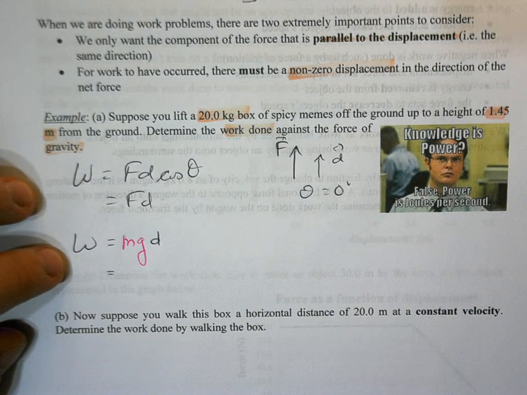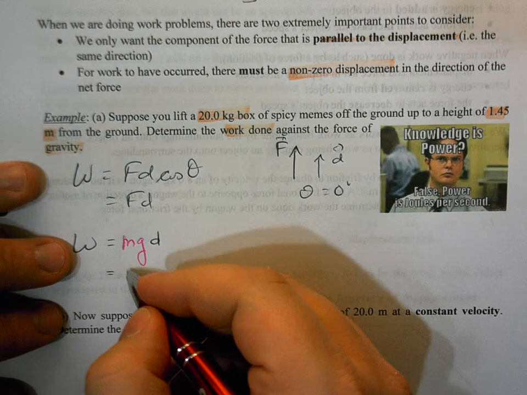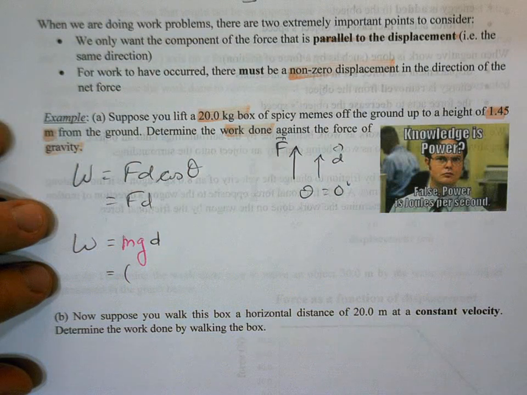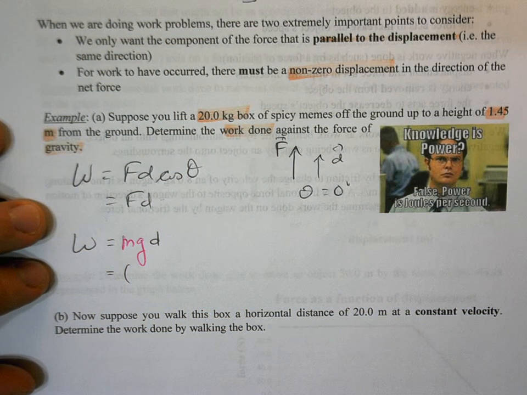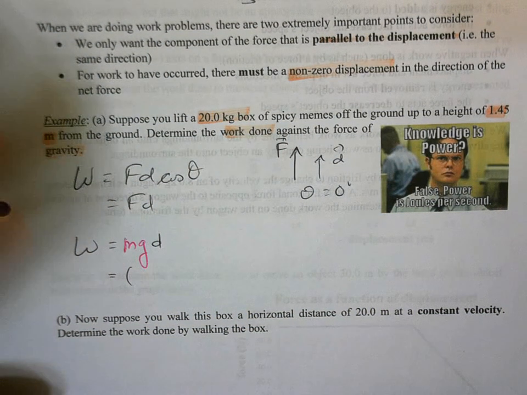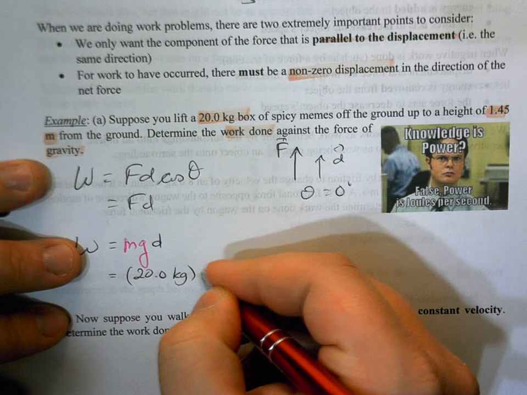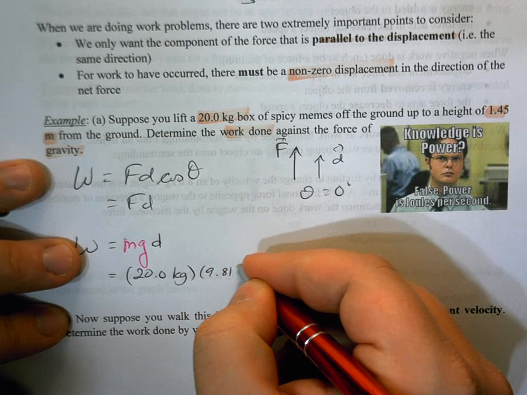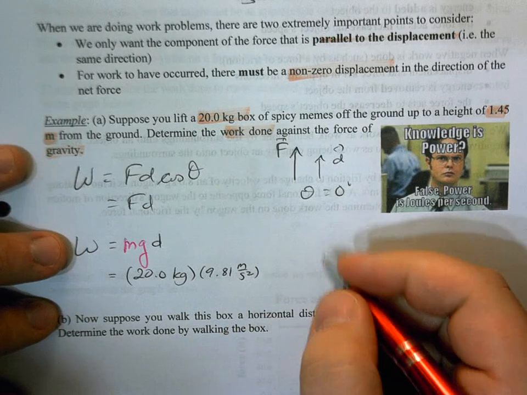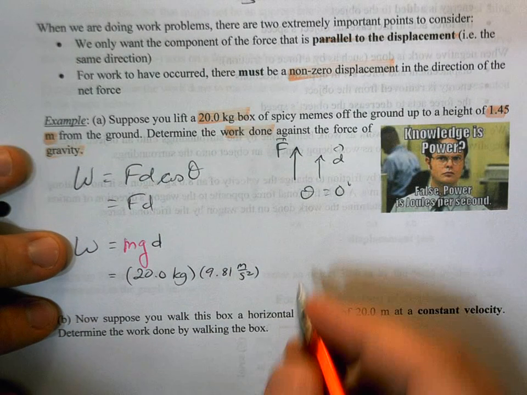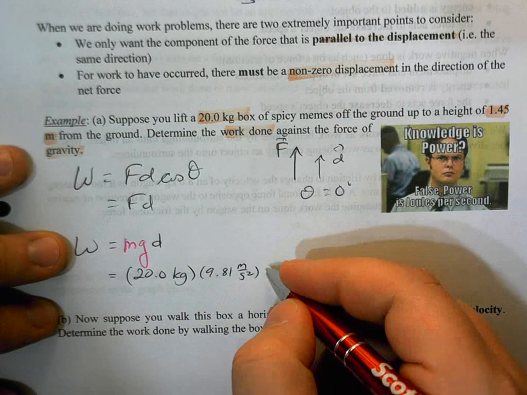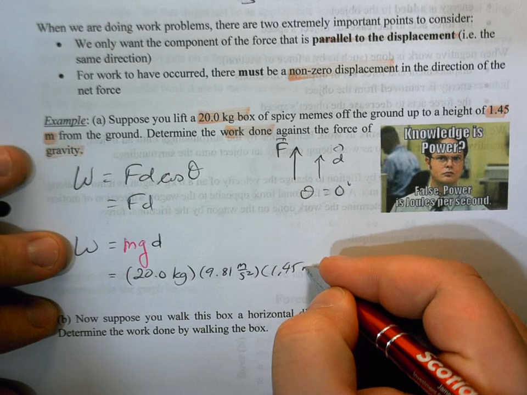Keep in mind, for all of this stuff here, don't worry too much about direction right now. This work is a scalar. The signs I will talk about in a little bit, because we do have to worry about it, but you don't have to worry about the sign of g being 9.81 or negative 9.81. We're just going to put it in default as positive 9.81. So we have the mass, we have g, we have our 1.45 meters.